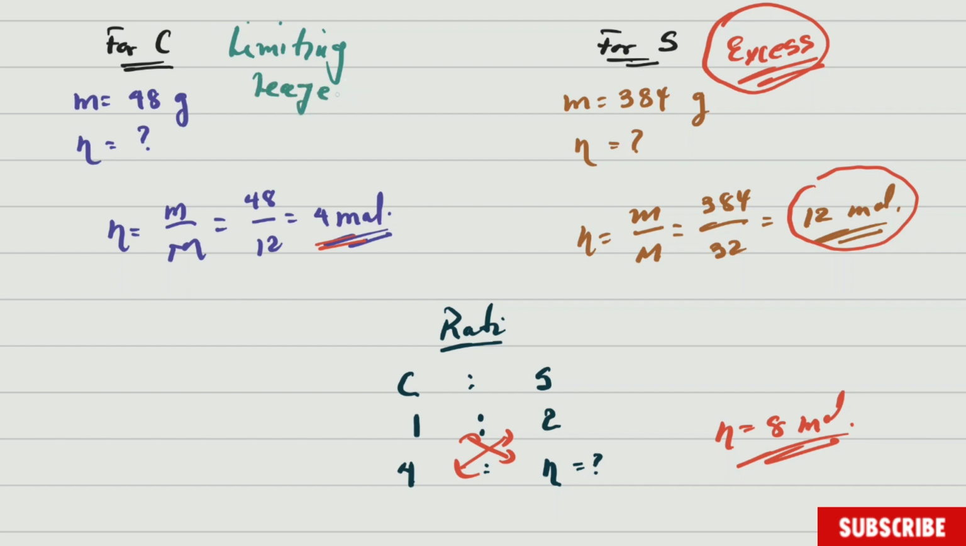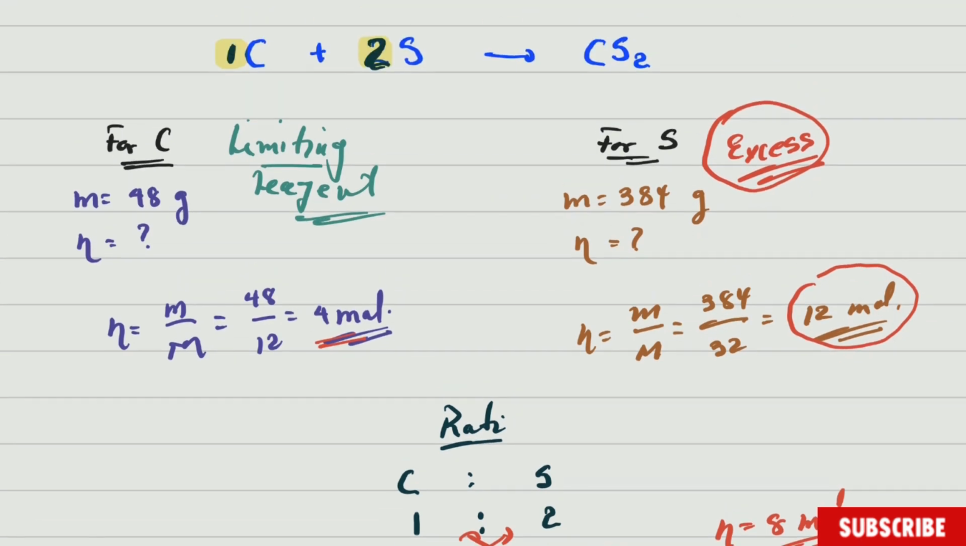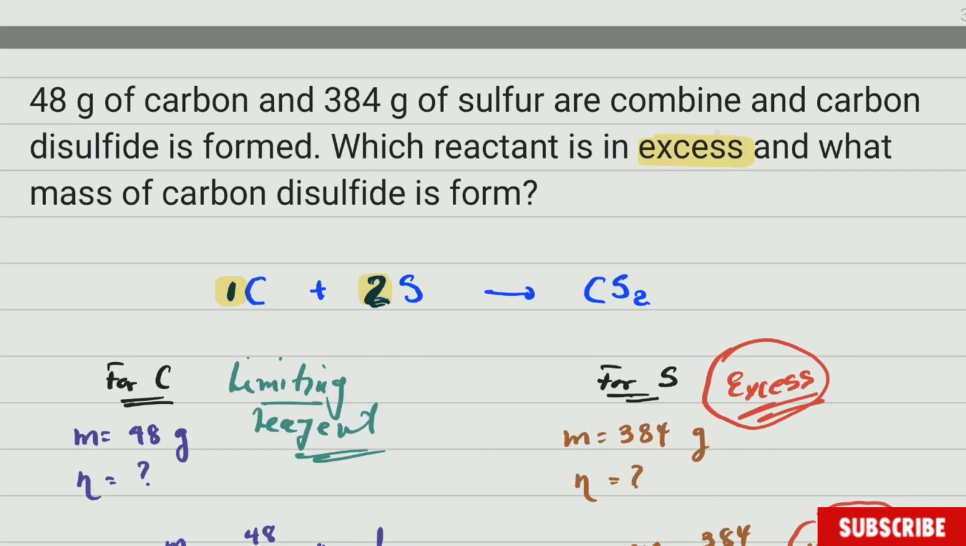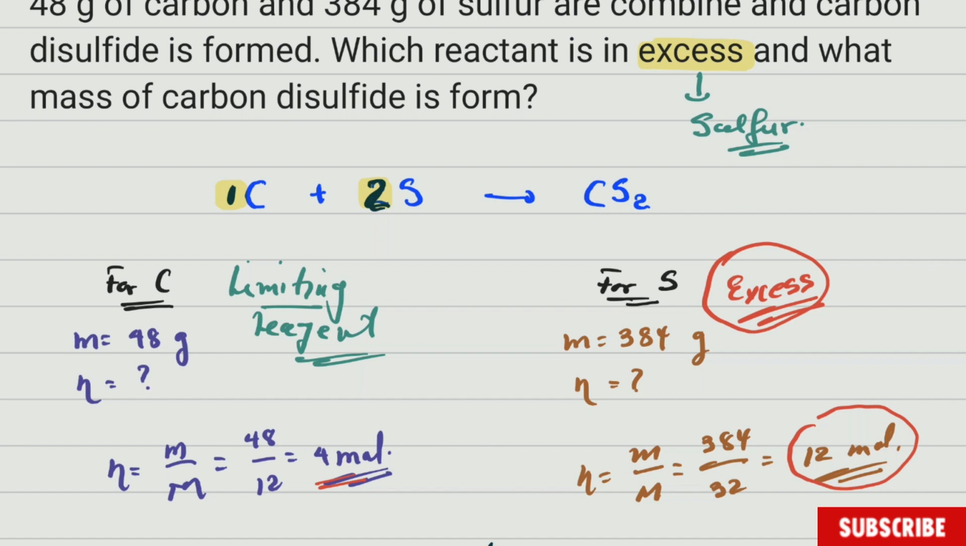Be careful, because in this question, they're asking you for the excess. So the correct answer is actually sulfur. The question says which one is in excess. In this case it will be sulfur. Sulfur is the reagent that is in excess. And now they ask you for the mass of carbon disulfide that can be formed. How much carbon disulfide can be formed in a mass? Because they say calculate the mass. How much of this one can be formed?